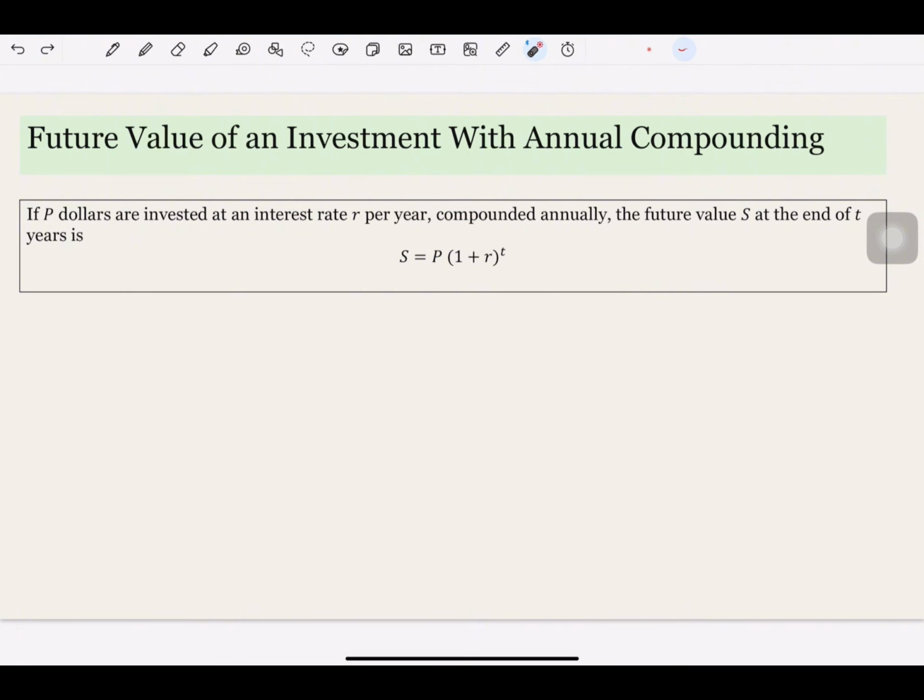Your investment grows not just on the original amount, but also on the interest it earns year after year. So you can use this formula when the interest is compounded annually, so that it is added to the account once per year.